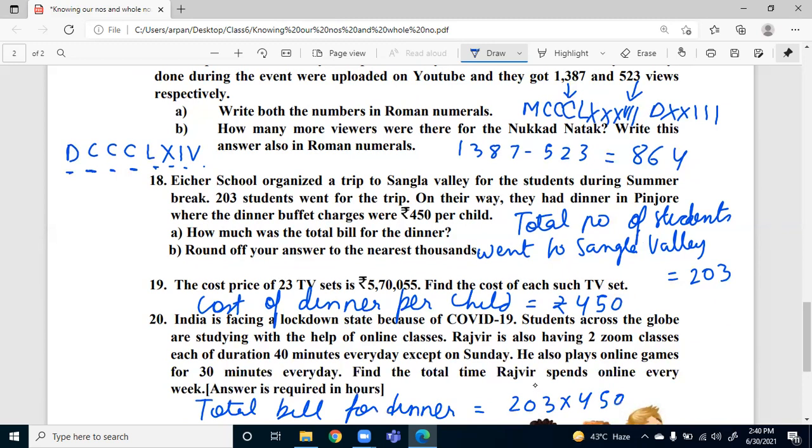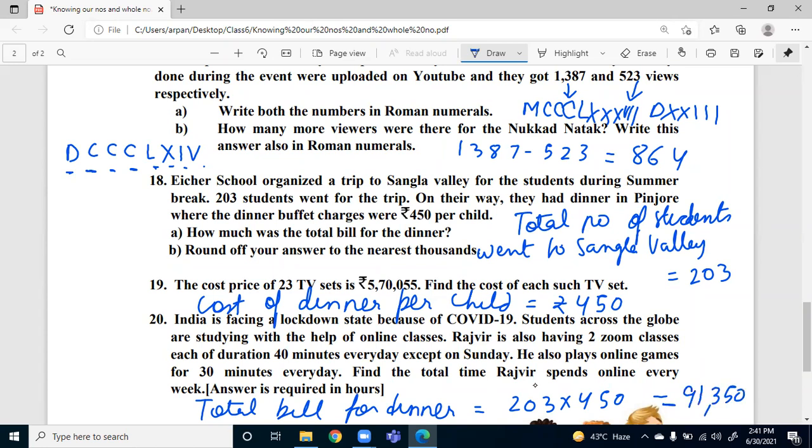Can Tanmay tell the answer? Just a minute, Samar. Tanmay does answer very less, so I'm very happy. 91,350. I'm very happy when I hear the voice of Tanmay.